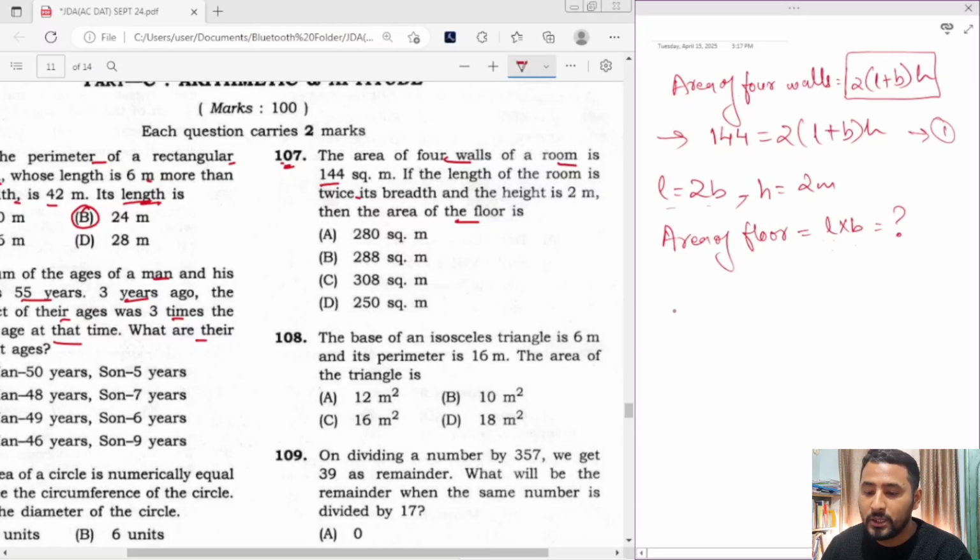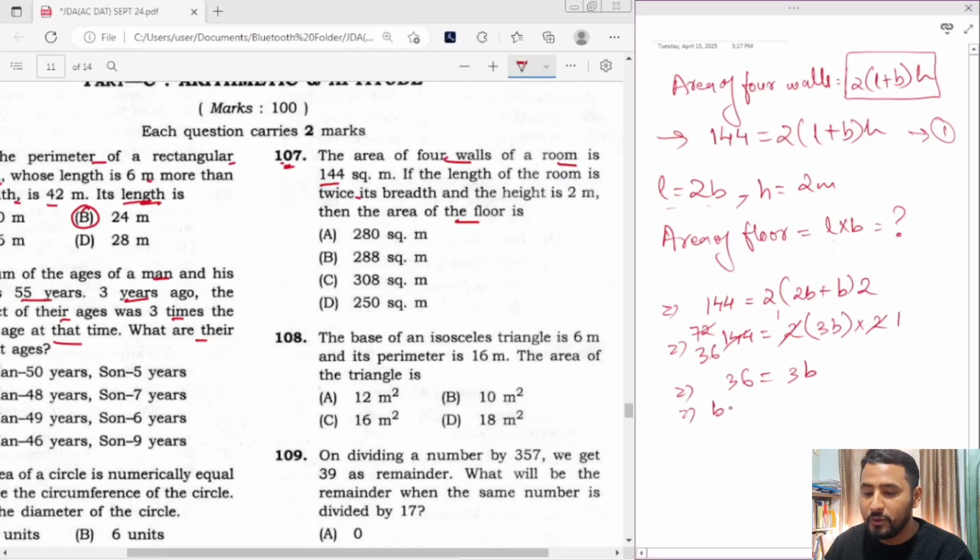So what we can do is 144 is equal to 2. Our L is how much? 2b plus b, which we don't know, so we'll write it as b, into h. h is 2. So 144 is equal to 2, then 2b plus b will be 3b, into 2. So you can cancel, 2 1s are 2, 2 72s are 144. Again you can cancel, 2 1s are 2, 2 36s are 72. So you get 36 equal to 3b.